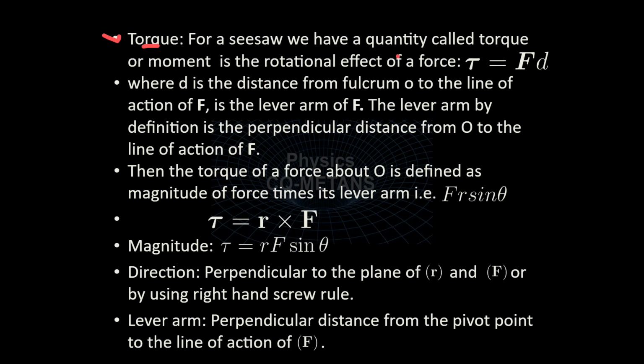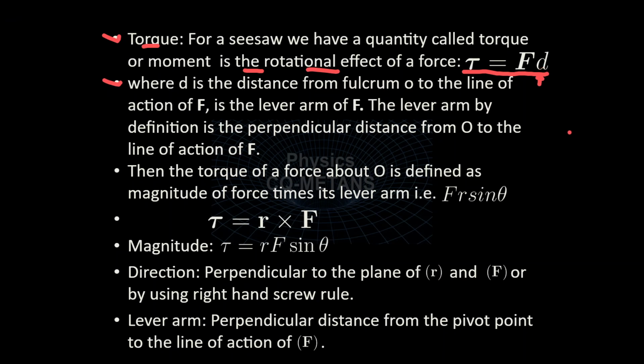So for a seesaw we have a quantity called torque or moment, which is the rotational effect. We know that torque gives a turning effect of a force. So tau is represented as F d. It is not a vectorial notation, just written. Where F we know is force, but what is this d?